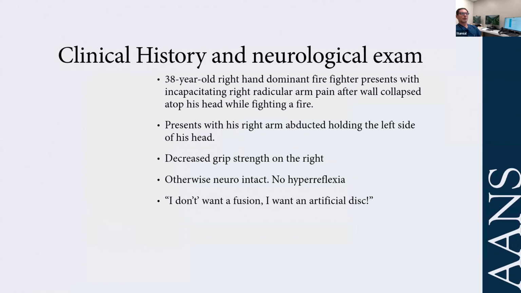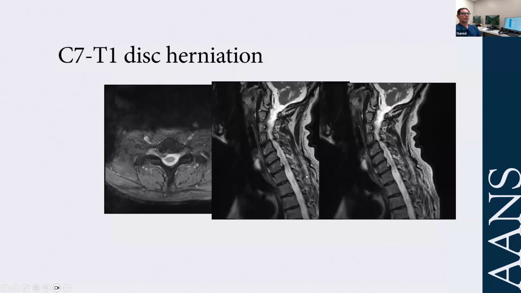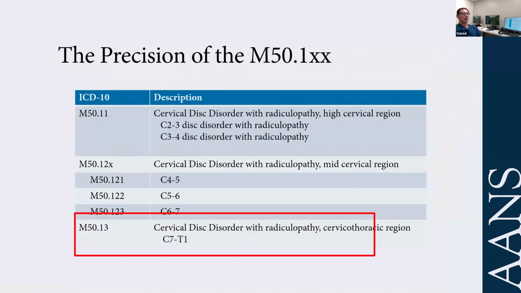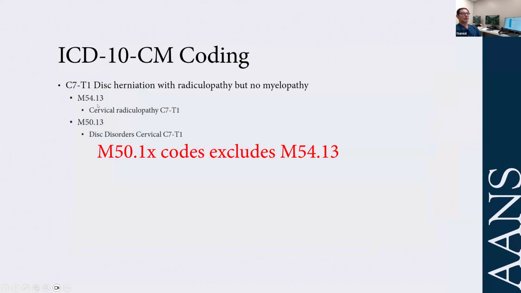Okay, so this one is a 30-year-old firefighter who says, I don't want a fusion, I want an artificial disc. He had drywall collapse on his head. I remember him. He comes in with the arm up like this. He's got this nice disc herniation, and he wants an artificial disc for this. So this is going to be the cervical radiculopathy, or I can use this other code, and I like that code because you have to use one or the other because of the excludes. All of this you become familiar with when you start looking at these codes in ICD-10.